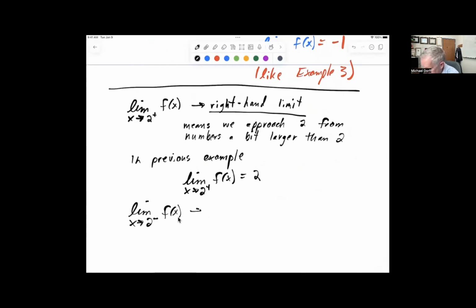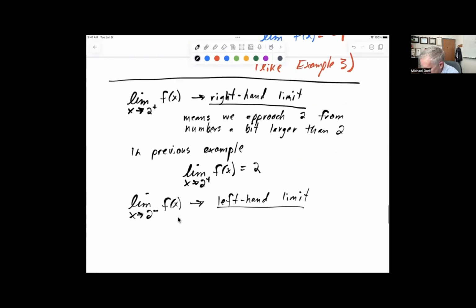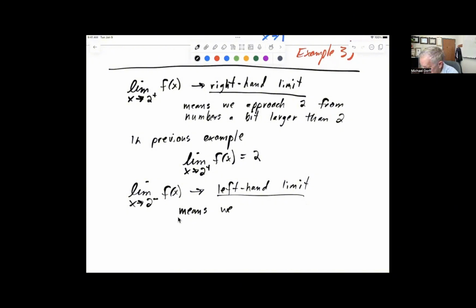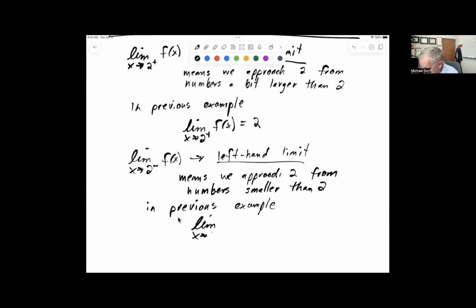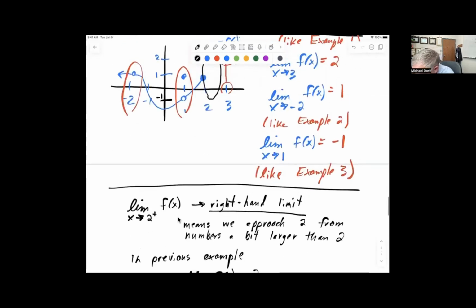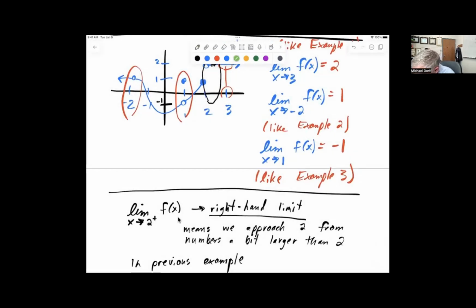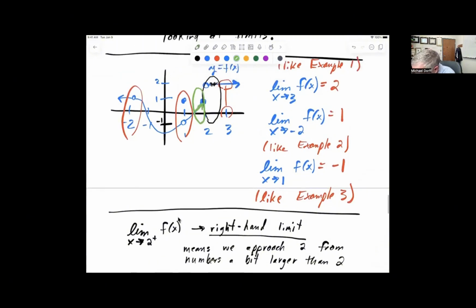All right. We also have the limit as x goes to 2 from the left. This is called a left-hand limit. And that means we approach 2 from numbers a bit smaller than 2. In the previous example, the limit as x approaches 2 from the left of f of x, what do we get? Now we're approaching from numbers on this side here. Well, it's approaching 1.